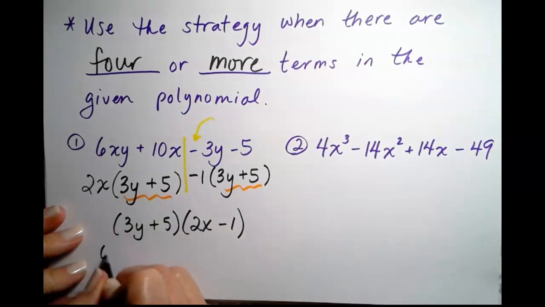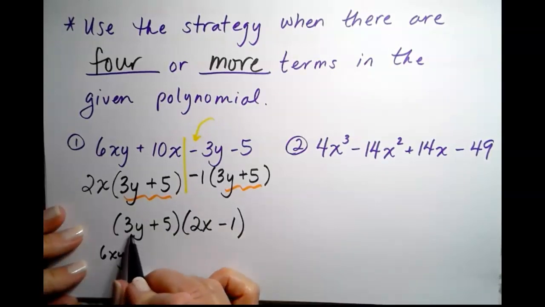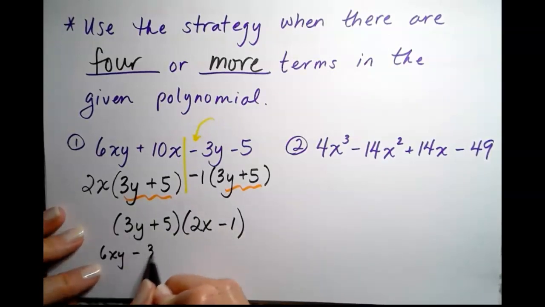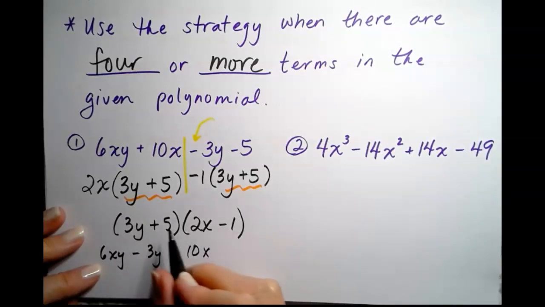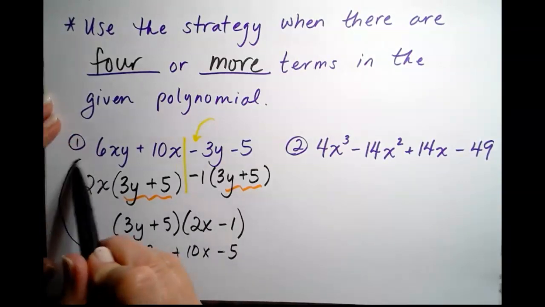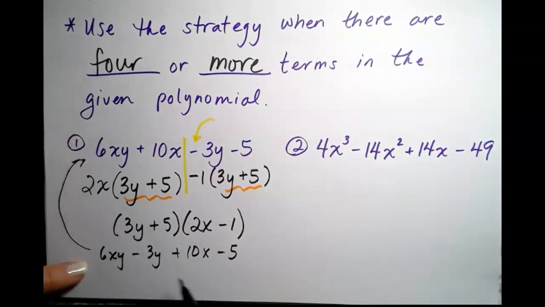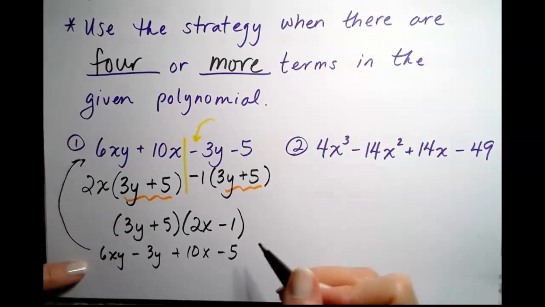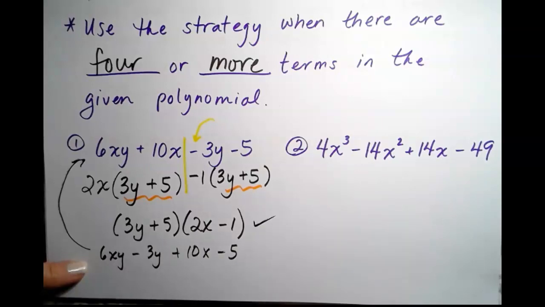3y times 2x is 6xy. 3y times negative 1 is negative 3y. 5 times 2x is plus 10x, 5 times negative 1 is negative 5. We can compare the beginning and the end. It's a different order, but it is indeed the same exact expression. So those are the correct factors.